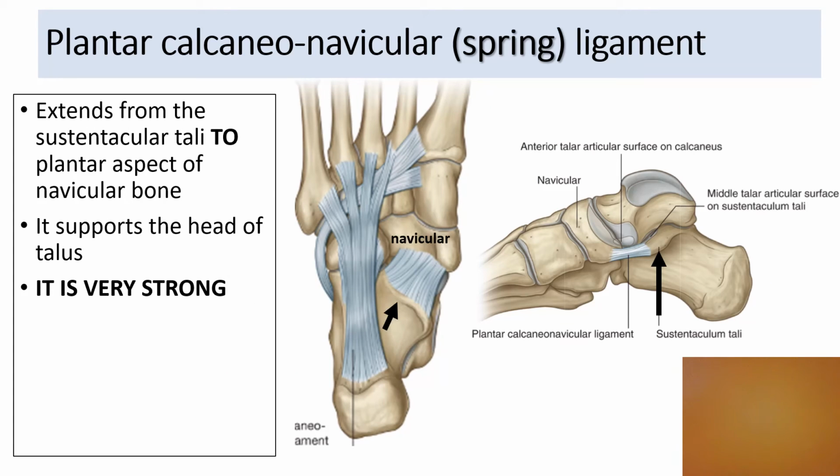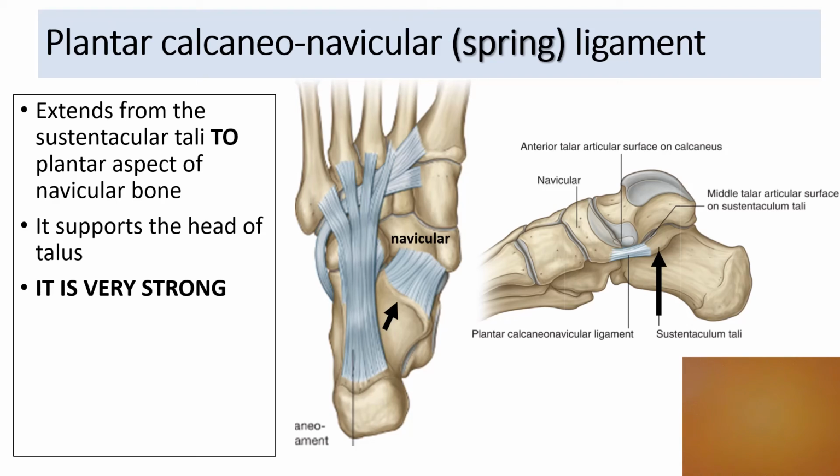The plantar calcaneonavicular ligament, called the spring ligament, is important for the medial side. This ligament extends from the sustentaculum tali, which is a tuberosity extending from the calcaneus here, and it supports the head of the talus. This is the sustentaculum tali, and here is the attachment of the spring ligament. It extends anteriorly to attach to the navicular bone.